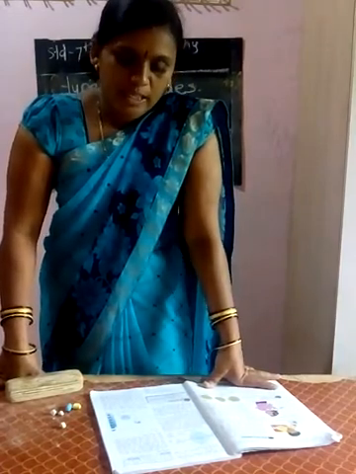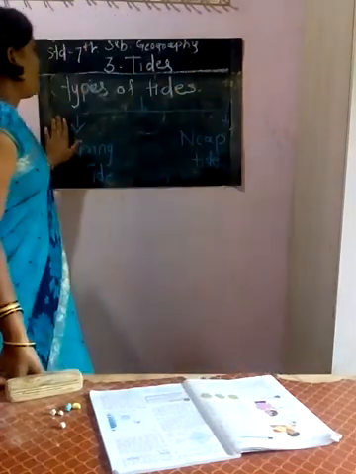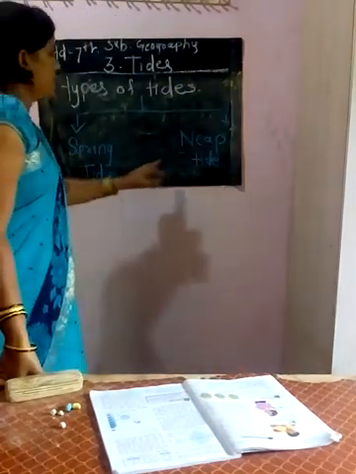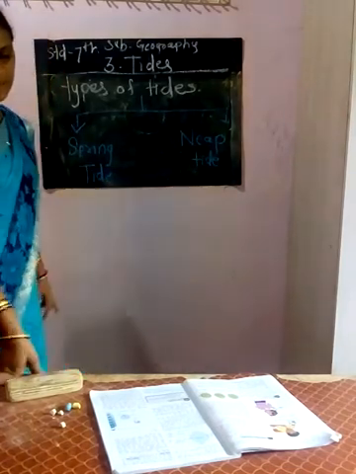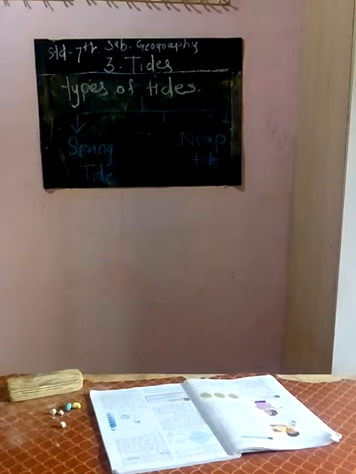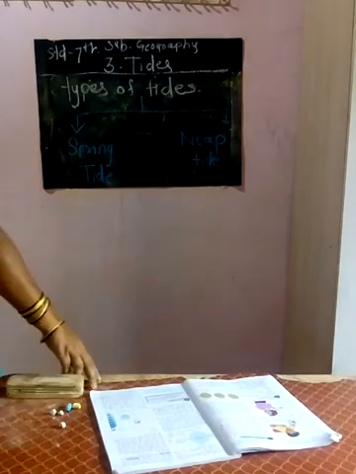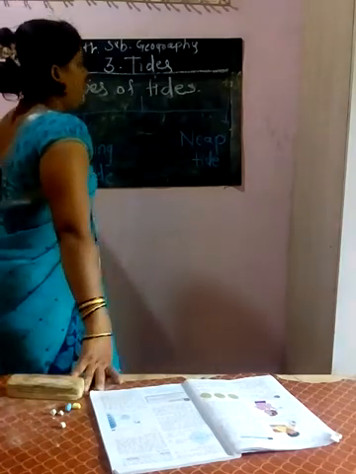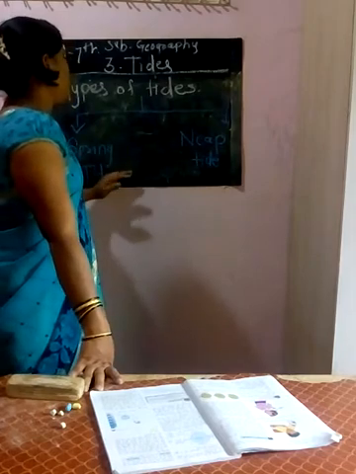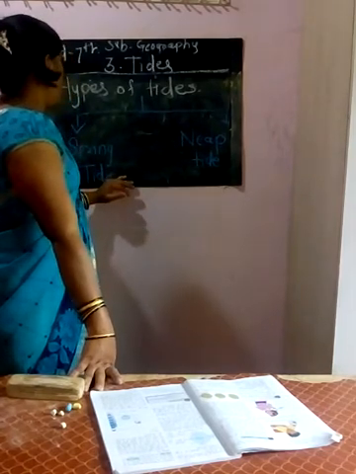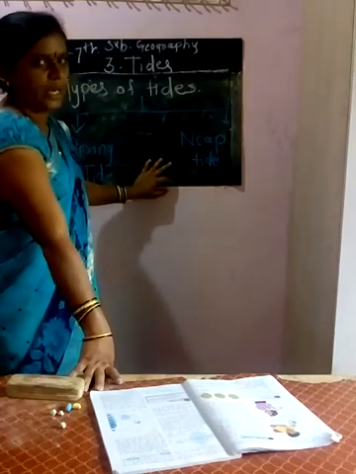First is the spring tide and second is the neap tide. These are the two types of tides. You understand the definition of tide and the two types of tide. These are the two types of tides, spring tides and neap tides.